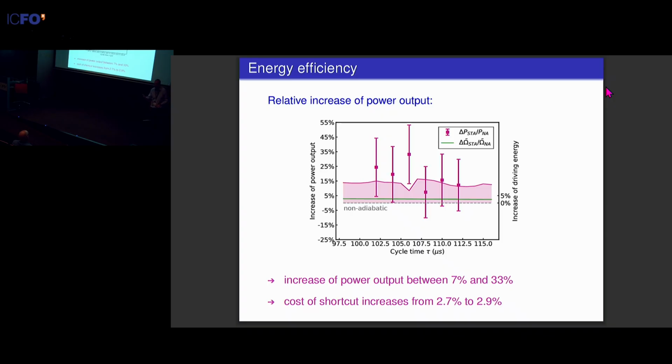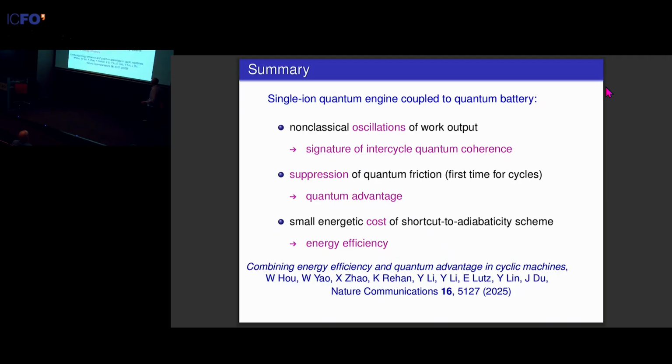It's, again, almost nothing. You add a little bit, and you get way more out of it. And that's already the conclusion, right? So I presented a single ion quantum engine coupled to a quantum battery. We only measured the battery. By seeing these oscillations, we can conclude that we actually have intercycle quantum coherence in the quantum machine.